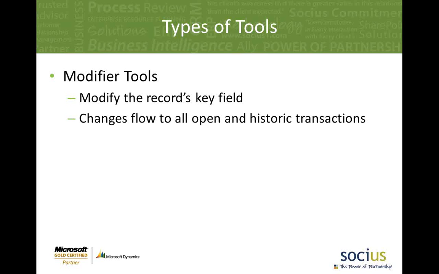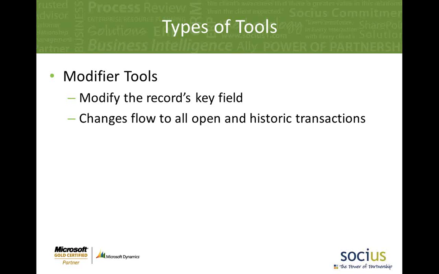So first let's talk about modifier tools. Modifier tools will allow us to modify a record's key field. So for customers, that would be the customer ID. For vendors, that would be the vendor ID. For inventory, that would be the inventory ID. For accounts, that would be the general ledger account number.